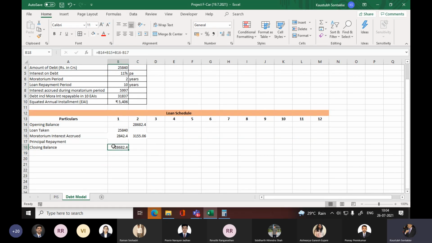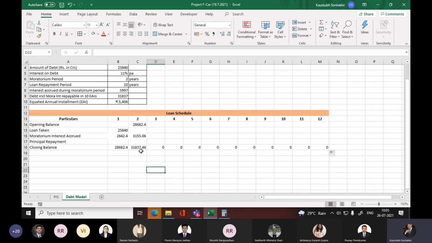Now the closing balance in all the years is the same, whereas the opening balance in all the years is the same. So what I will do is, up to this, I have just added this moratorium interest of 2 years. Now the closing balance, I will just drag till the end. See what I am doing. You have to do exactly the same.